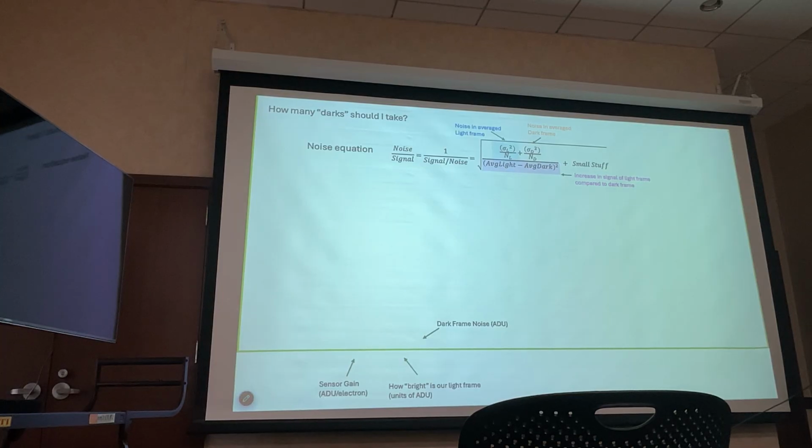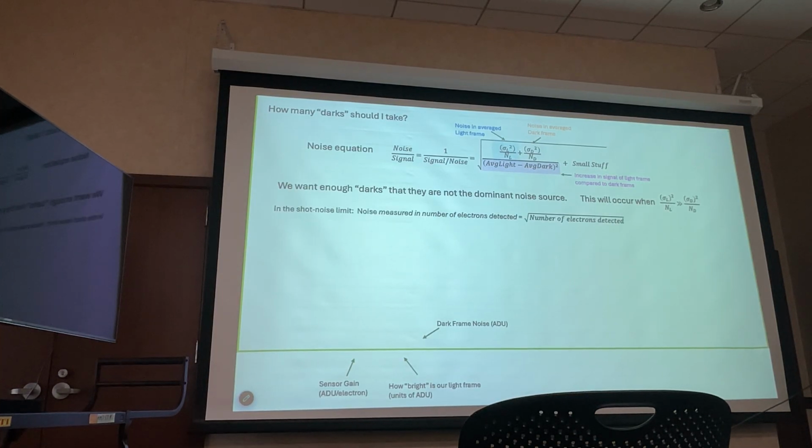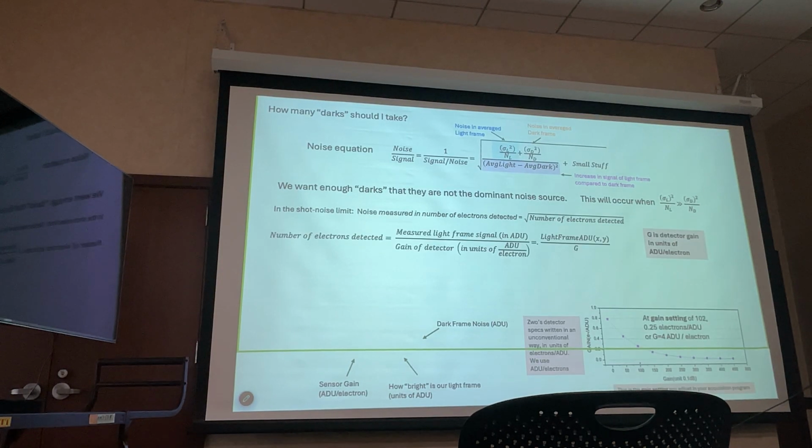Okay, I'm almost done. All right, so if we go back to that noise equation, the stuff on the right-hand side comes from the flat frames and the flat darks, and that's negligible. I can then ask how many darks I should take, given a certain number of lights, to be sure that I'm limited by the light frames. That's what I would like. I would like the dark frames to not be adding significantly to the noise. That means I want to be dominated by the light frames.